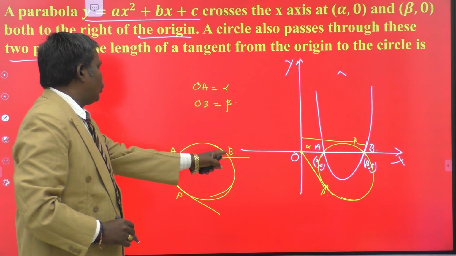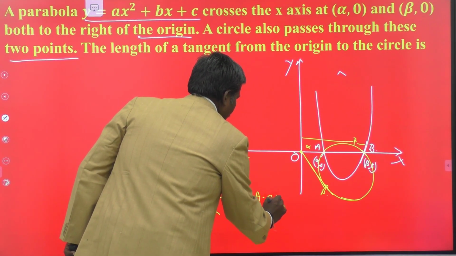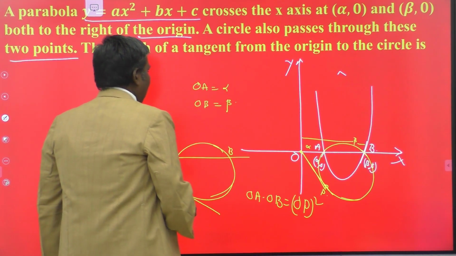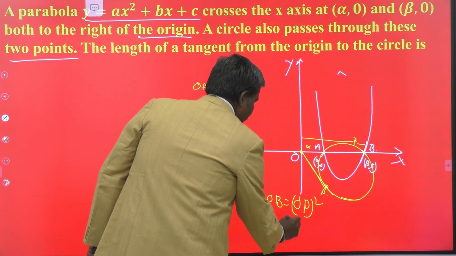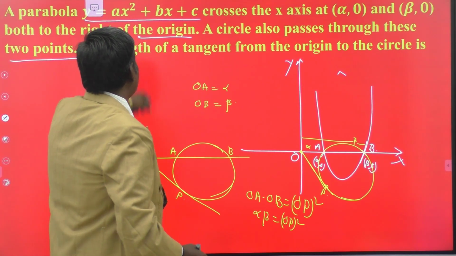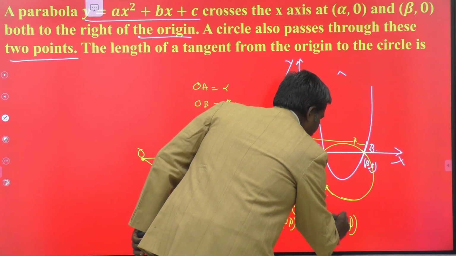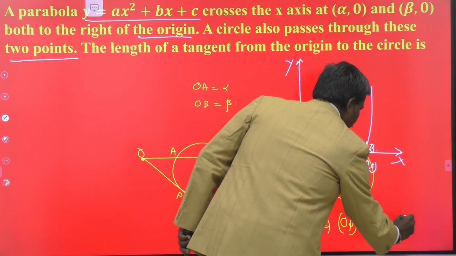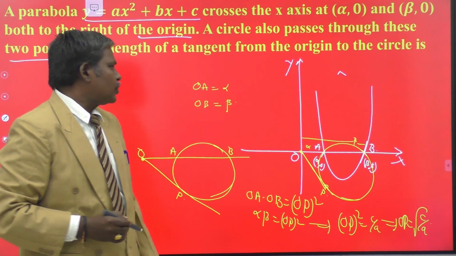So OA into OB is equal to OP square. What is OA? Alpha. What is OB? Beta. Alpha beta is equal to OP square. What is alpha beta? Product of the roots of that equation. What is the product of the roots of the equation? C by A. Implies C by A is equal to OP square, which implies your OP is equal to root of C by A. That's all.